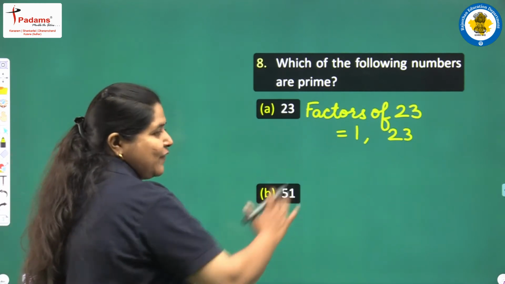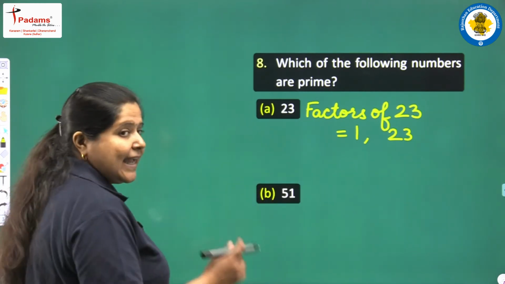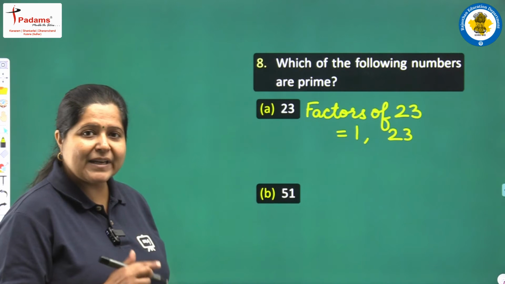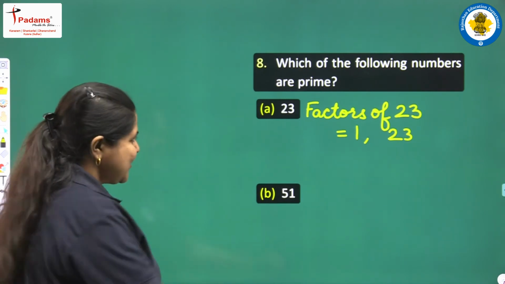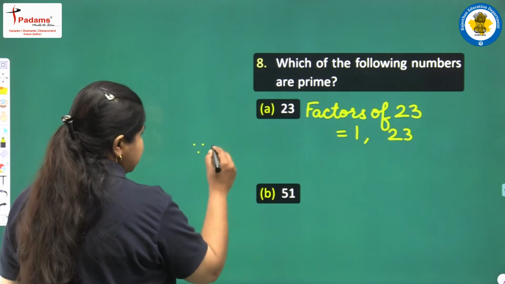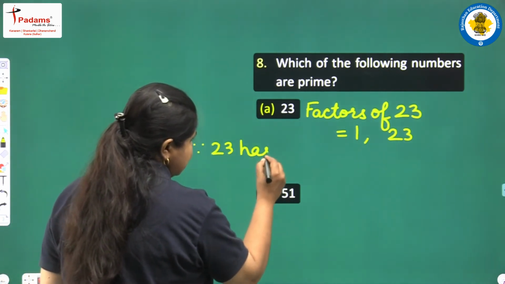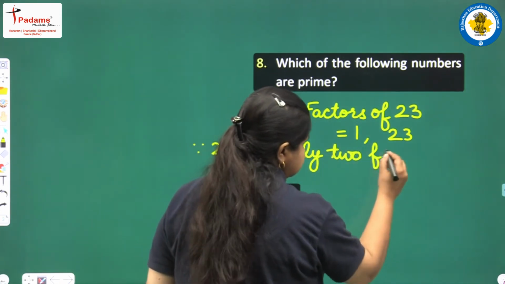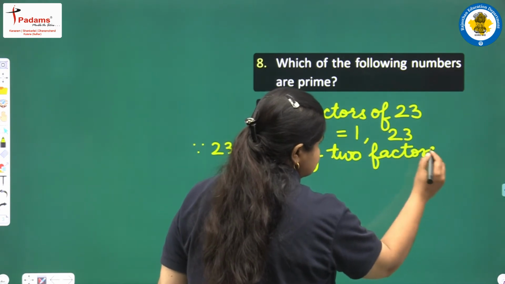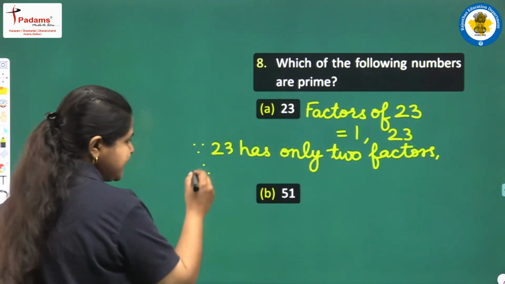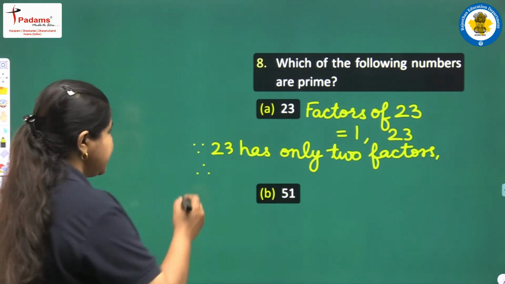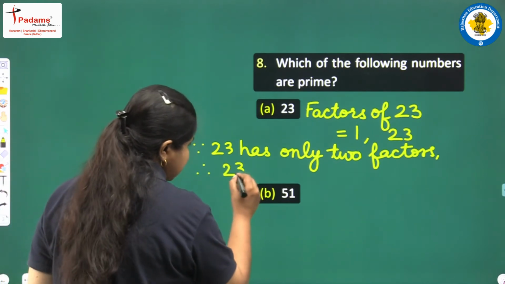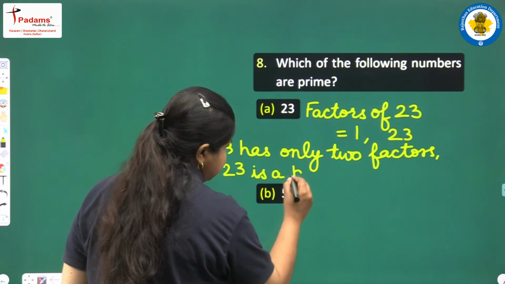So there are only 2 factors of 23, 1 and 23 and so we can say that it is a prime number because a prime number has only 2 factors. So we write here since 23 has only 2 factors. Therefore, this is the symbol for therefore, 3 dots in this way, and this symbol represents since. So, therefore, 23 is a prime number.